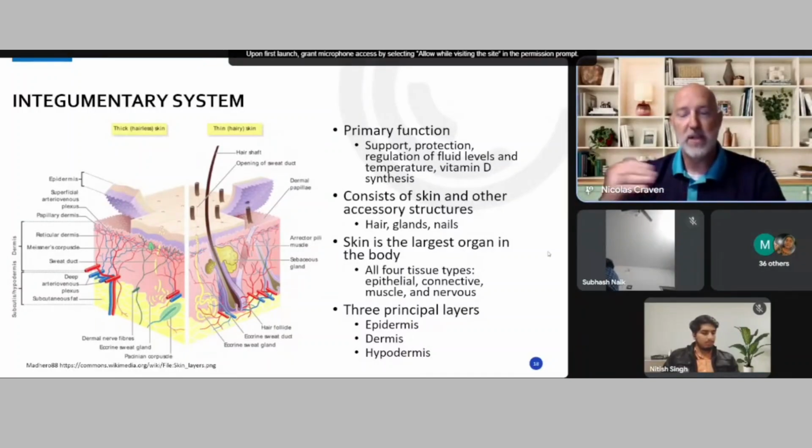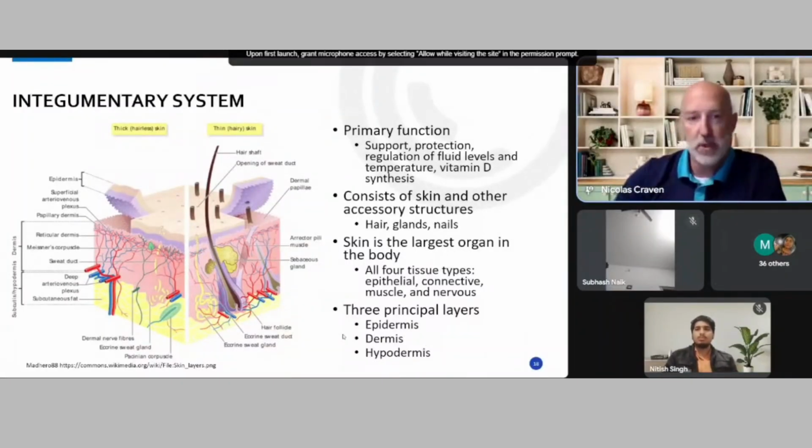So it doesn't always get added to the integumentary system, but I think it's worth adding it in there and talking about it as part of the integumentary system, and things that you should have at least a rough understanding of when we're talking about fingerprints.